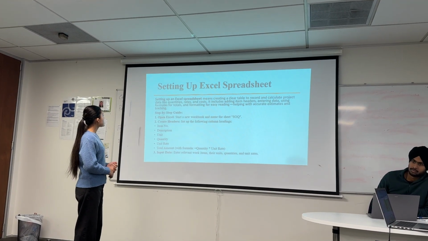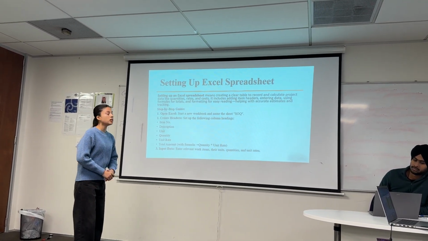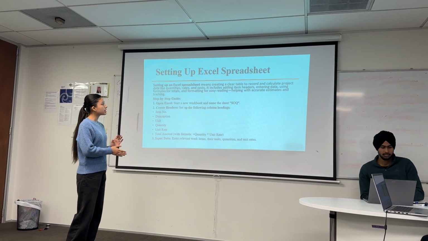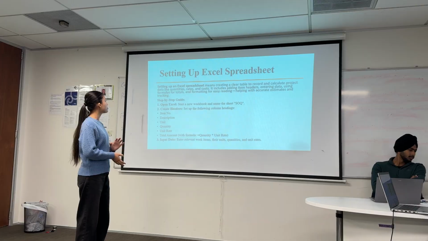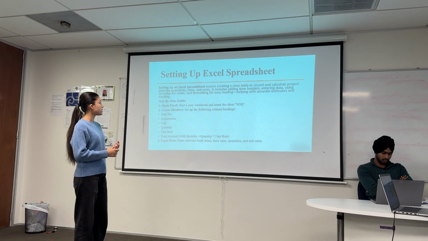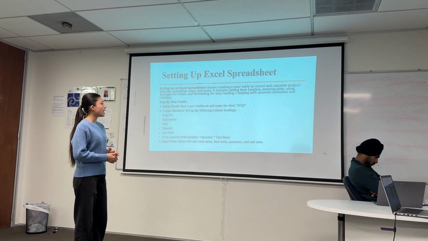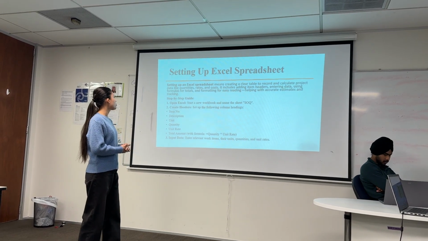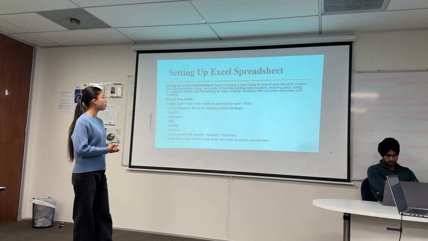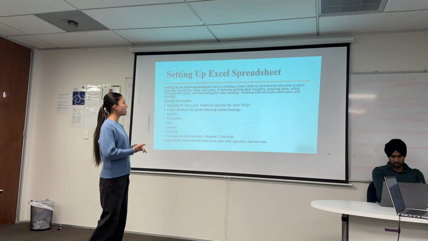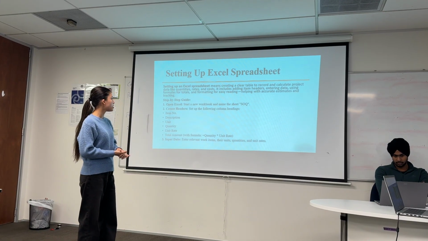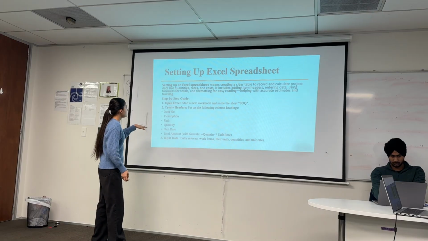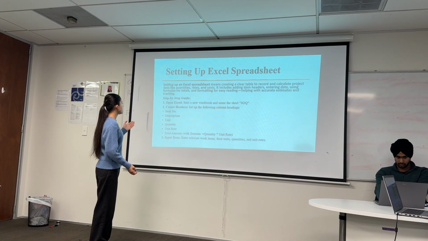The first topic is setting of Excel spreadsheet. What it is like, it means creating a clear table to record and calculate project data like quantities, rates, and cost. It includes adding item headers, entering data, using formulas for totals, and formatting for easy reading, which help with accurate estimation and tasks. Here are the step-by-step guides to make the spreadsheet.